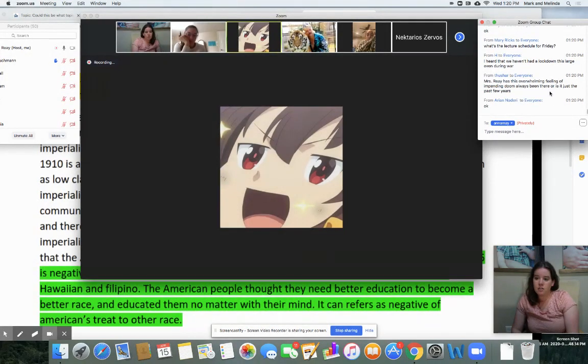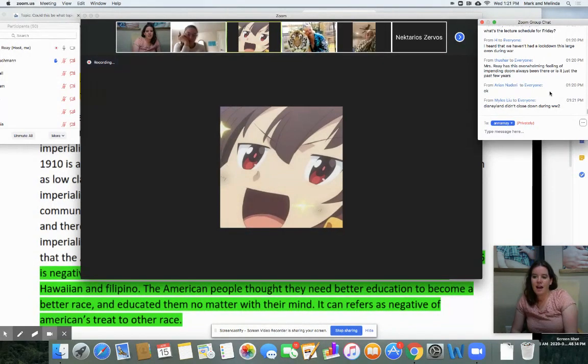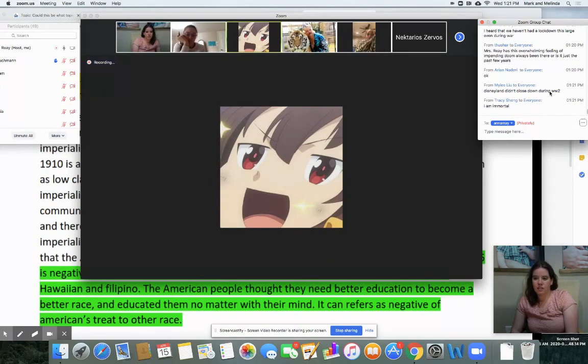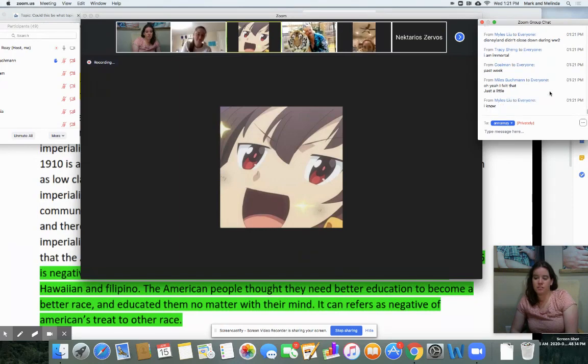Has this overwhelming feeling of impending doom always been there, or is it just the past few years? I would say it's the past month, because in fact we had another earthquake yesterday. And, well, I will say Disneyland didn't close down during World War II because there was no Disneyland. Had Disneyland been open during World War II, it definitely would have probably closed down. We did have an earthquake yesterday. We had a 4.2 aftershock yesterday.